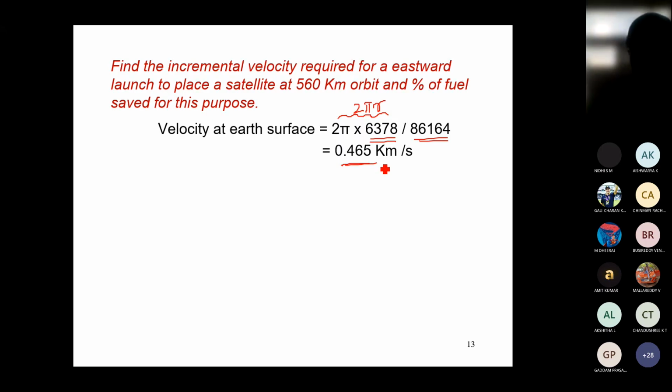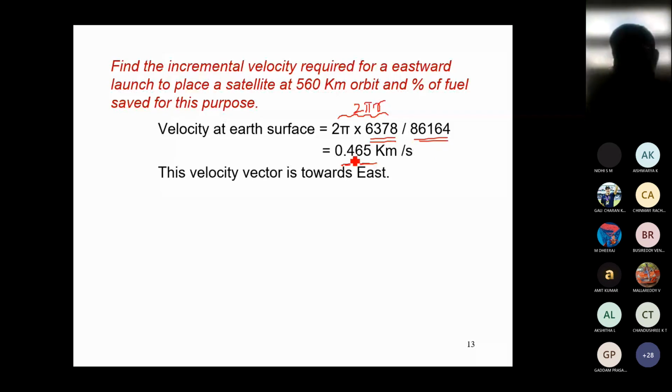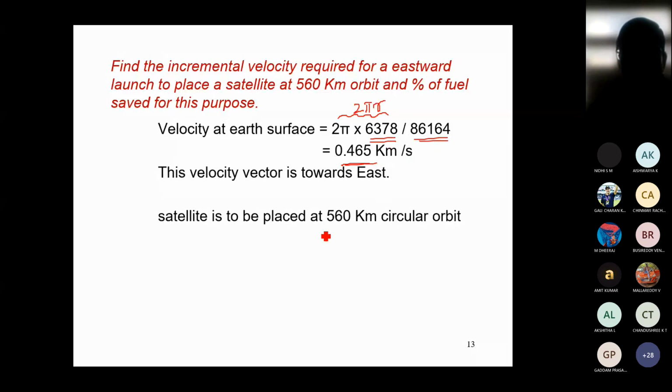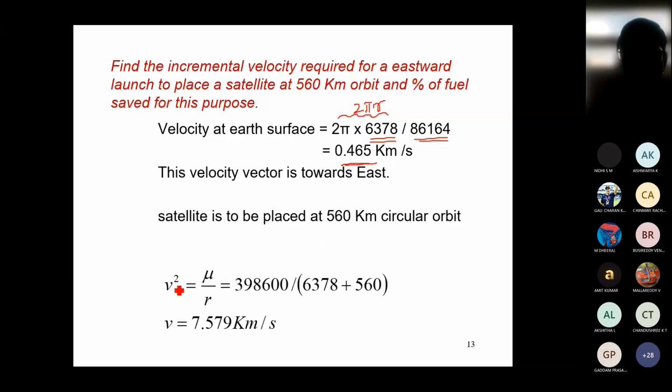Then let us find what is the velocity required to launch the satellite. The velocity vector is towards east. Since the Earth is rotating towards east, this velocity is towards the east direction. The satellite is to be placed in a 560 kilometer circular orbit. So this relationship is from the third law of Kepler.